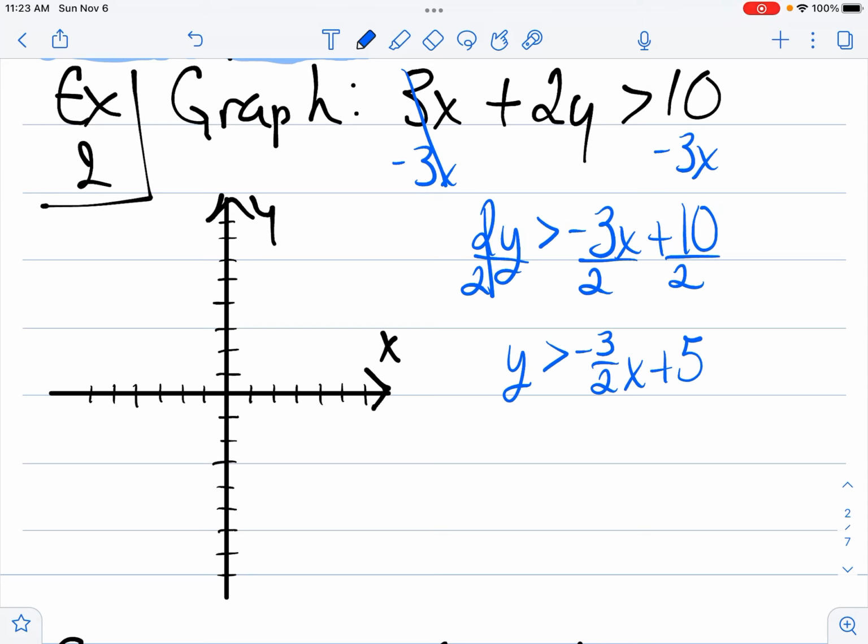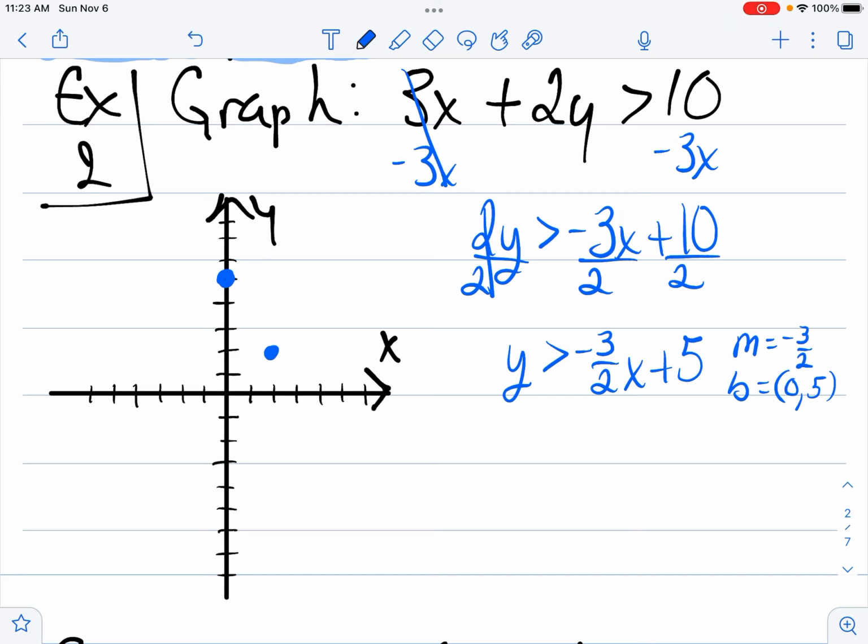So I'm going to graph the boundary line y is equal to negative 3 halves x plus 5. So my slope is negative 3 halves. My intercept is 0, 5. So I'm going to plot that point first. 2, 3, 4, 5. It's right up here. Down 3 levels. 1, 2, 3. Over 2 to the right. Gives me the point 2, 2 right there.